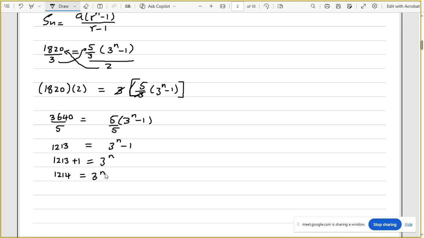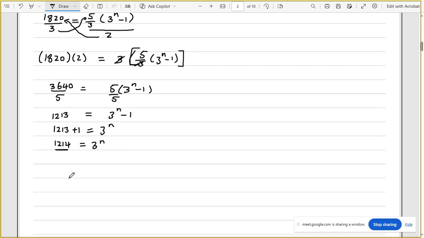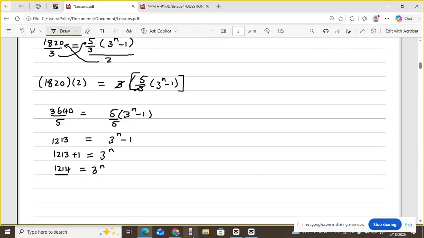So now tell me, I need to write 1214 to base 3. What does that equal to base 3? It's like saying on your calculator, you're going to say shift, then you type 1214, then you put the equal sign. Then you're going to say shift fact.